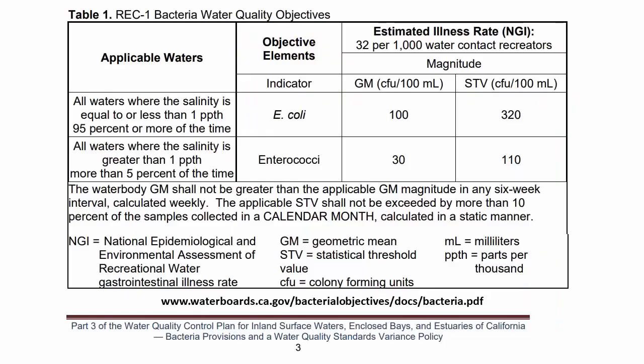So now that you know what the bacteria are, let's take a look at the bacteria water quality objectives. For fresh waters, our fecal indicator bacteria will be E. coli. And for waters that are brackish or marine, we will be looking at Enterococci. For both of these, the geomean shall not be greater than the applicable geomean maximum in any 6-week interval, and that's going to be calculated weekly during the swimming season.